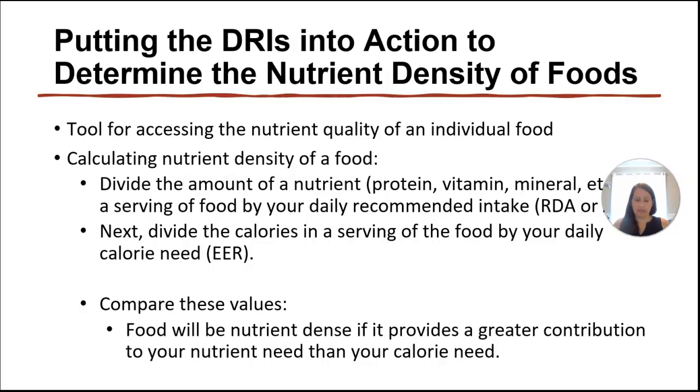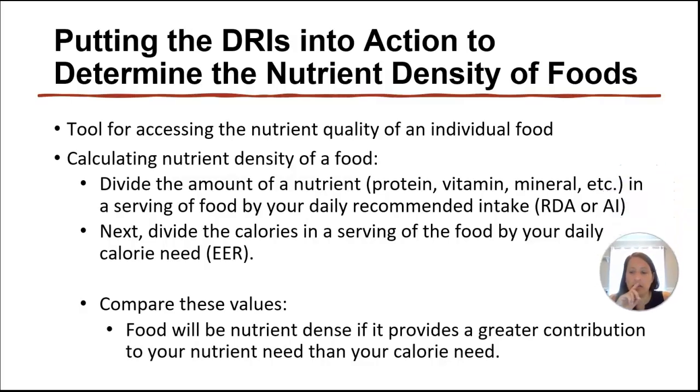So let's put these into use. So again, the DRIs that we just covered, they can be used to determine the nutrient quality, the nutrient density of a food. Okay. And so to do that, we can actually calculate nutrient density for a specific nutrient in a specific food. And again, there's a little bit of math involved here. What we're going to do is we're going to take the amount of whatever nutrient we're trying to look at in this food.